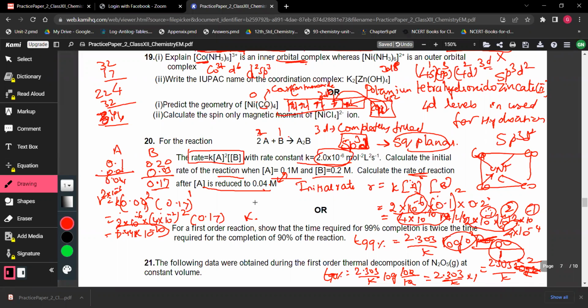So whenever you are asked to compare two things, take the ratio. So how will you write? T 99% by T 90% is 2 into 2.303 by K, divided by 2.303 by K. These two will get cut. So T 99% is 2 times T 90%. That's what is asked. T 99% is 2 times T 90%.